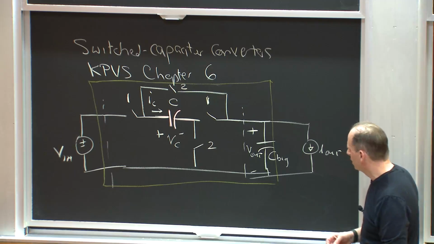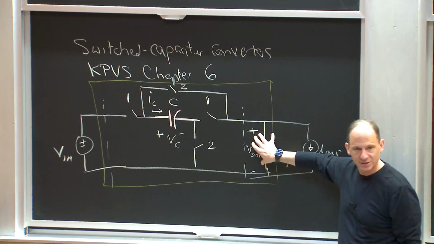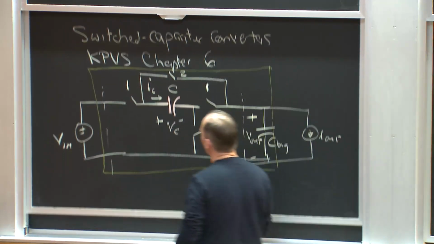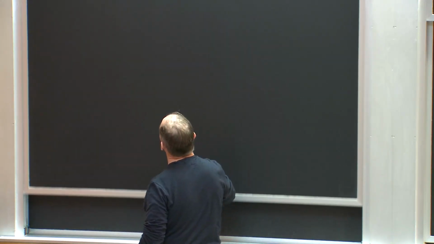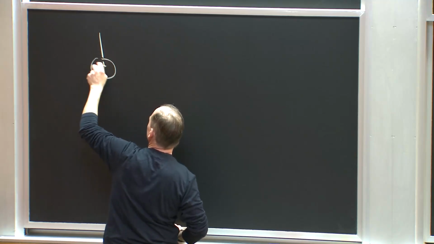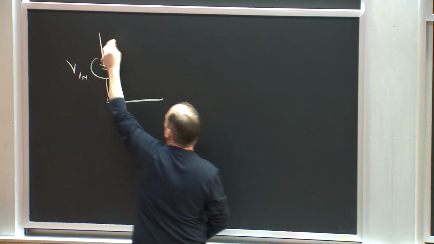To analyze it, let me just simplify it. I'm going to think about this as a really big output capacitor. So for the moment, let me just replace it with a voltage source, V out. Okay, so for my analysis, I'm going to simplify this just a little, and I'll say we have an input voltage V in, okay.